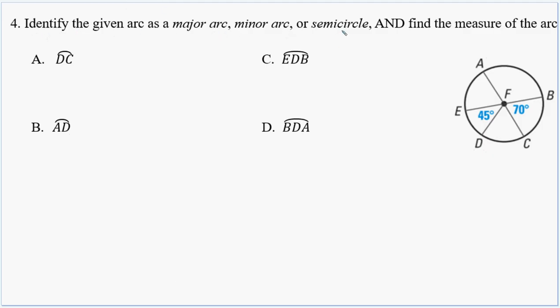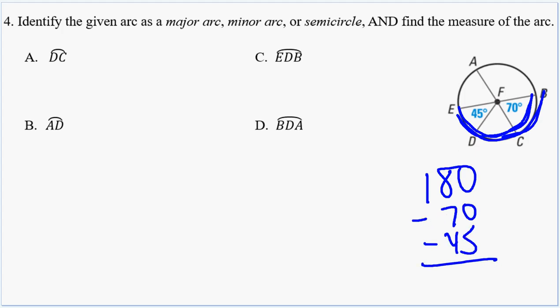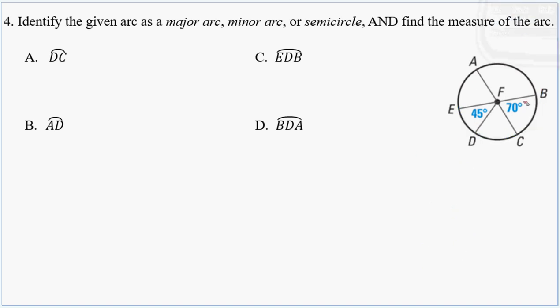Find the major, minor arcs and semicircles. Let's go over to our picture. Let's find our missing stuff. So let's see, here is half a circle. So that's going to be 180 degrees. And we'll do 180 minus 70 minus 45. And that's going to be 65 degrees. Let me write that in here, 65. Notice BFC is 70, and vertical to that is AFE. So this is also 70 degrees.